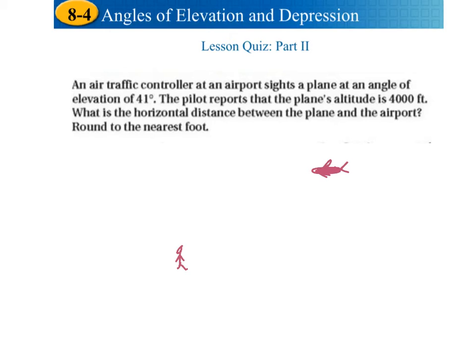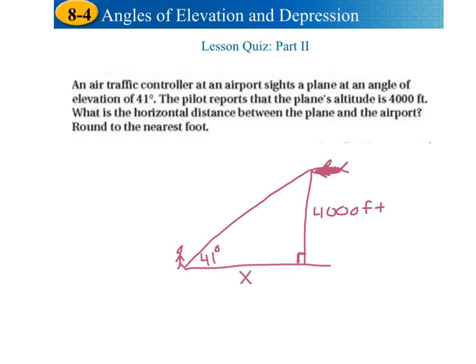Okay, so our angle of elevation is 41. We're going to draw a line from the ground up to the top, and this is going to be 41 degrees. He's looking up at the airplane, so this is his line of sight here. What is the height of the plane? 4,000 feet. It's going to form a right angle with the ground. We're looking for the horizontal distance between the plane and the airport, which we'll call x.